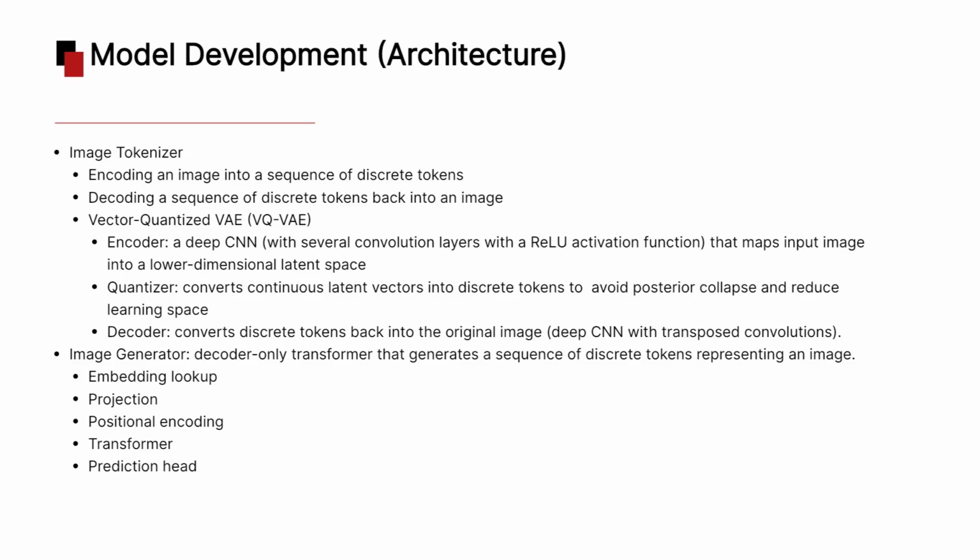Attention layers model long-range spatial dependencies, useful for global consistency, such as ensuring the background lighting matches across the image. E. Prediction head outputs a probability distribution over the token vocabulary at each sequence step. During inference, we sample tokens step by step until the full image sequence is generated.